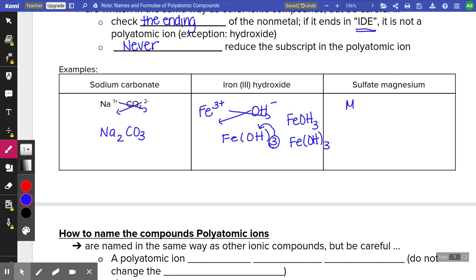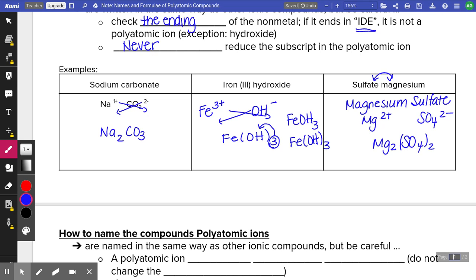Okay, magnesium sulfate. So magnesium has an ionic charge of 2+, and sulfate looks like this, SO4 2-. Okay, so we end up with Mg2 SO4 2. Now here we actually reduce the subscript that's within the ionic compound.